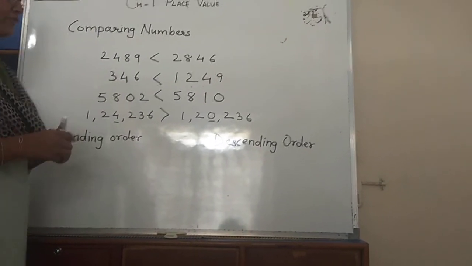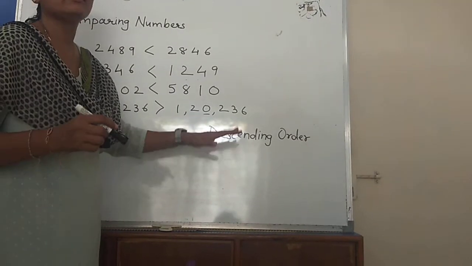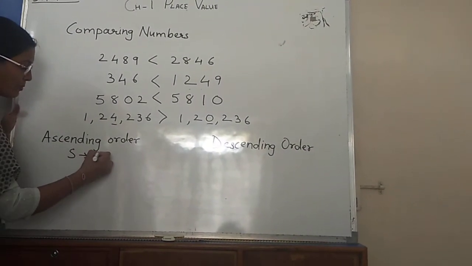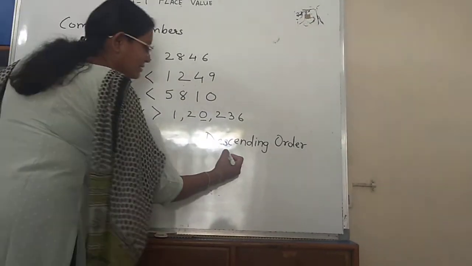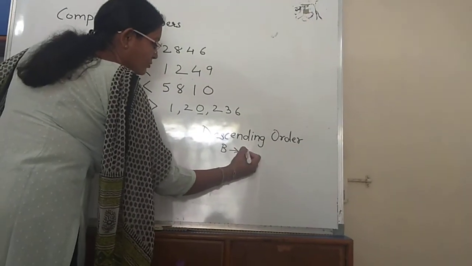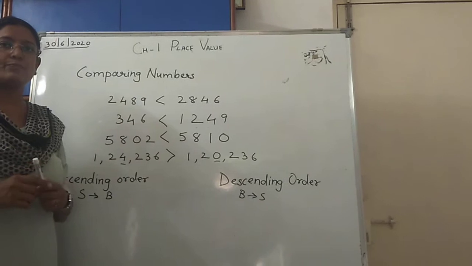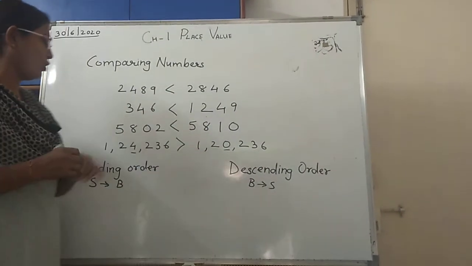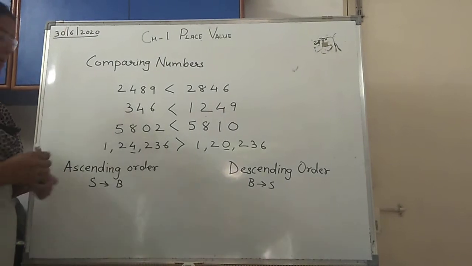Trick, I'll tell you afterwards. Descending means big to small. Okay, ascending means small to big and descending means big to small. Now, the trick to remember ascending and descending order, let me explain how to remember.